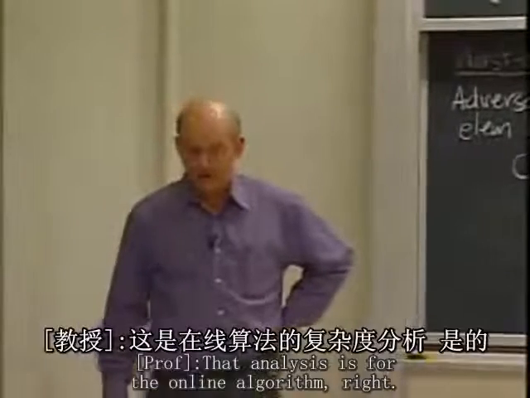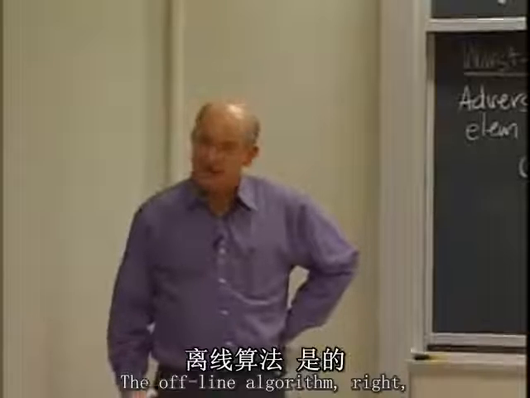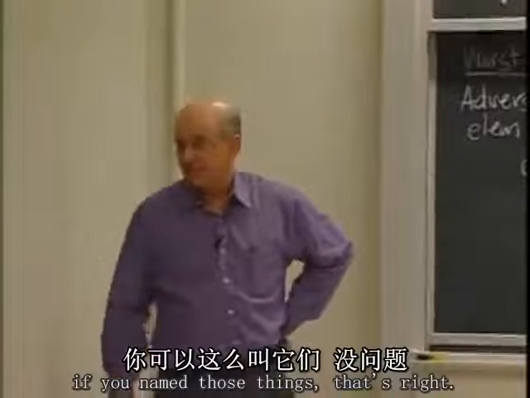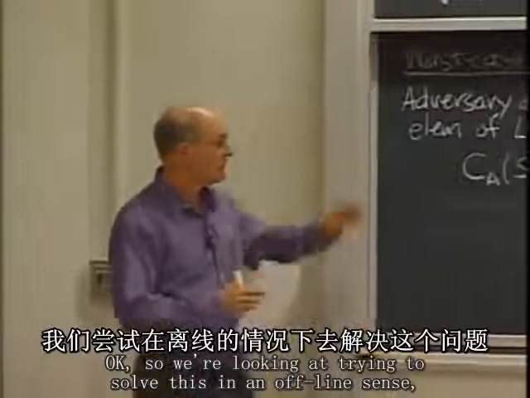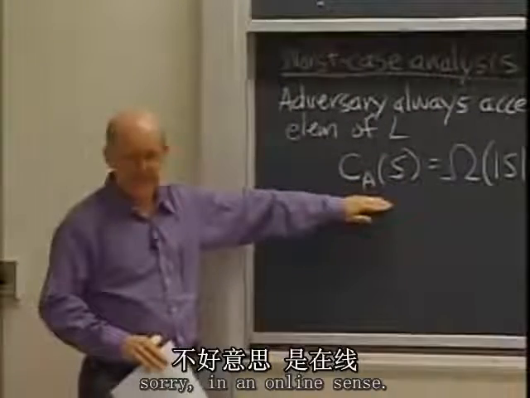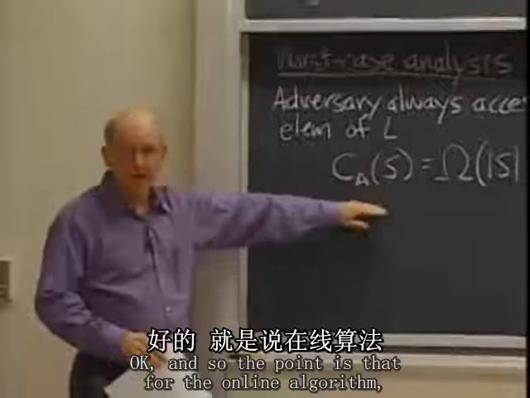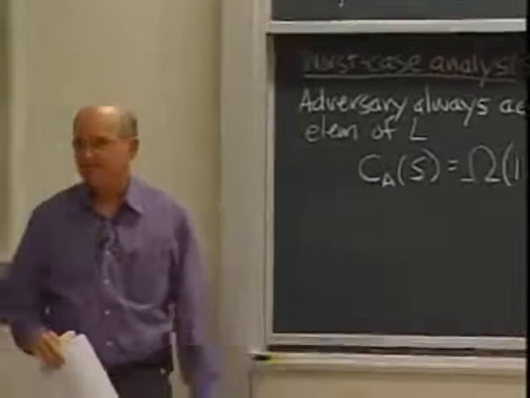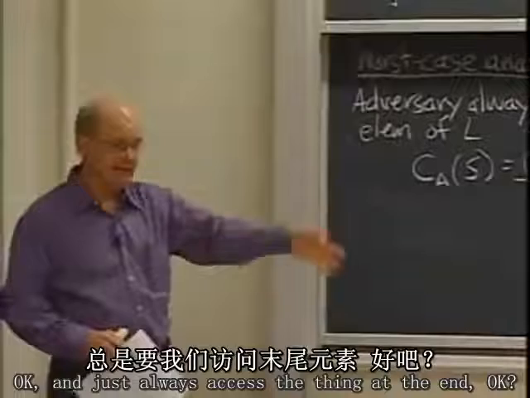That holds for the online algorithm, right? The offline algorithm, right? If you name those things, that's right. So we're looking at trying to solve this in an online sense. And the point is that for the online algorithm, the adversary can be incredibly mean, and just always access the thing at the end.